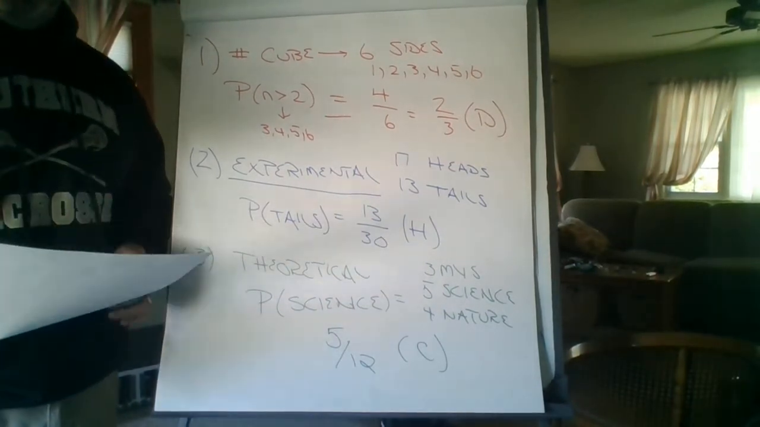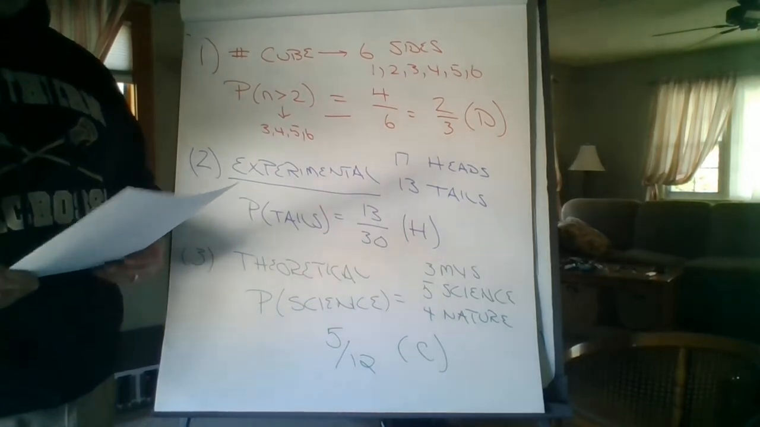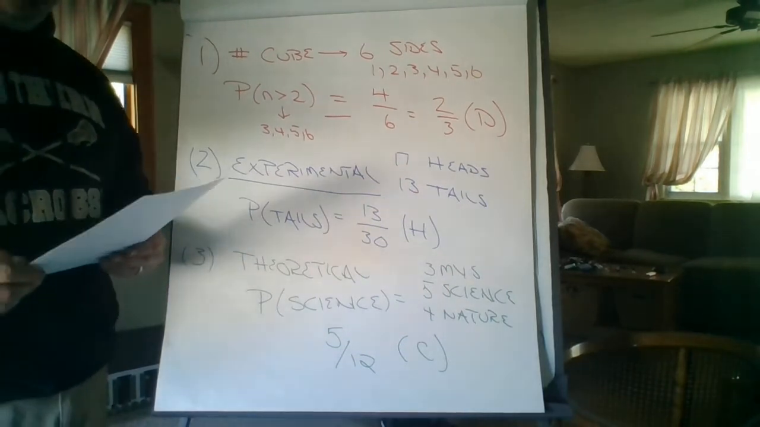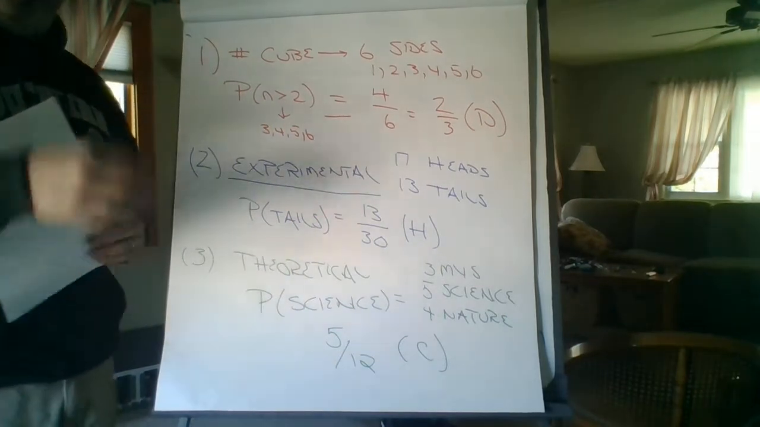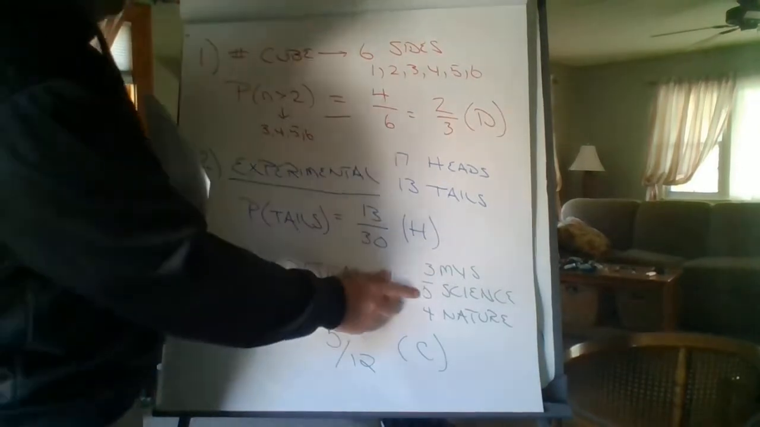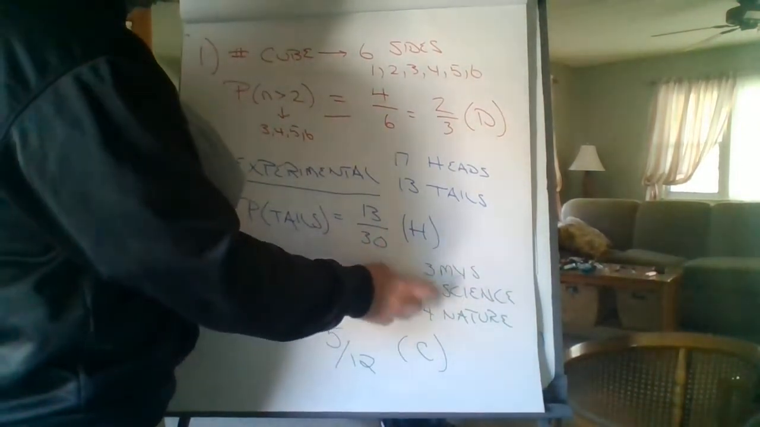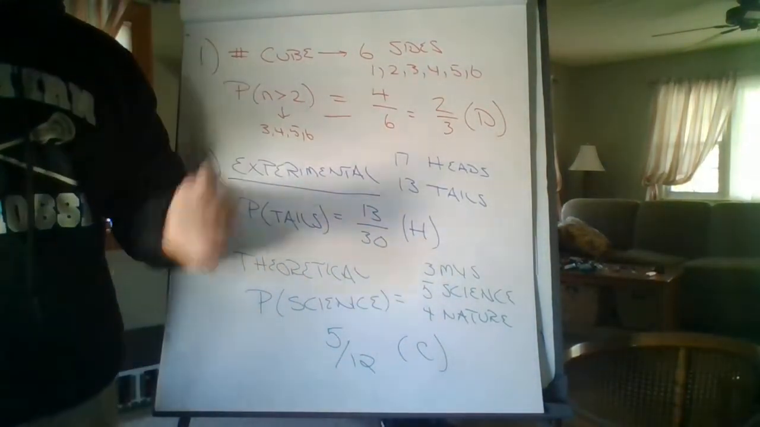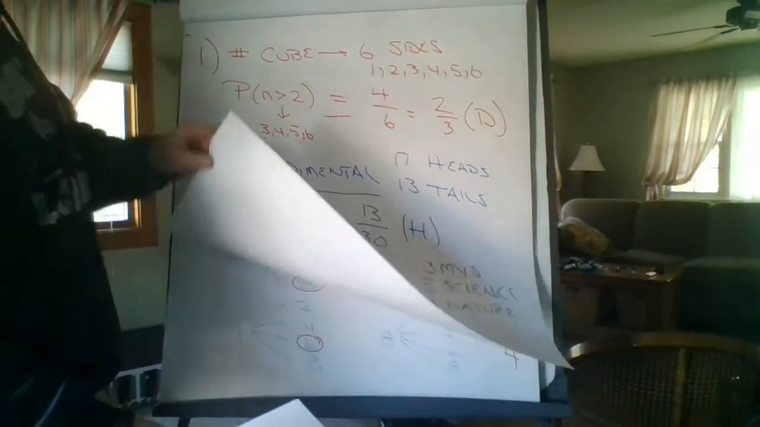Number 3 says, what is the theoretical probability of randomly choosing a science book from a shelf that holds 3 mystery books, 5 science books, and 4 nature books? Now we're dealing with theoretical, so we're based on the information they give us, not what people chose or anything like that. They want to know the probability of a science book. We look at how many science books they give us, which is 5, over the total number of books. 3 plus 5 is 8, 8 plus 4 is 12, so 5 over 12. Again, we're assuming there's no bias, so we're assuming that someone isn't predisposed to take a mystery book or a nature book or anything like that.